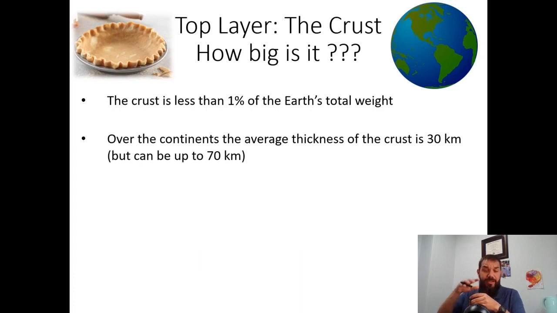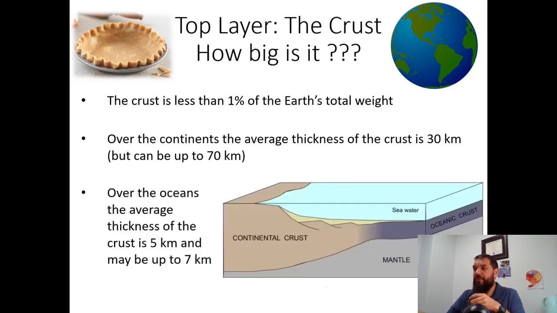So the crust gets the thickest over mountain belts like the Andes Mountains or the Himalayan Mountains, the Rocky Mountains, things like that. Okay. Now over the oceans, the thickness is different. So we're going to learn a little bit that there's actually two types of crust. It's extremely important that you all know this.